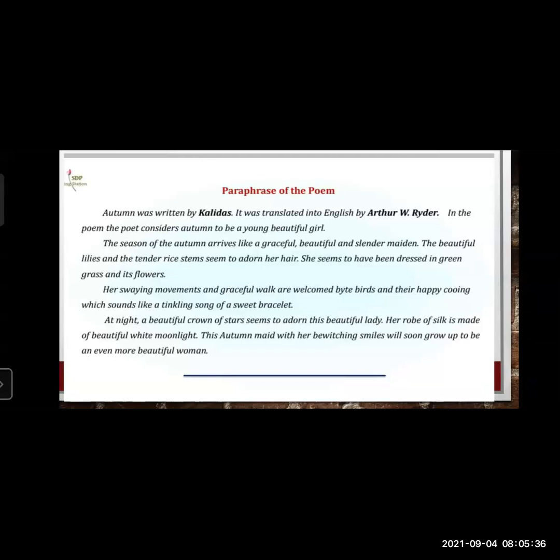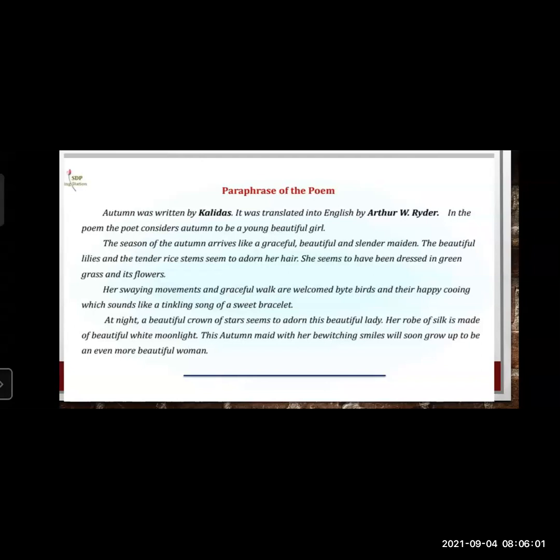In the same way, the poet describes the melodious sound made by the birds like the tinkling song of a sweet bracelet. So this is the daytime: all the scenery, all the pictures, all the description given to us in the first stanza is about the day beauty of the autumn season.